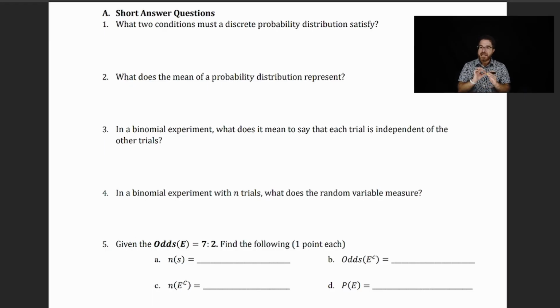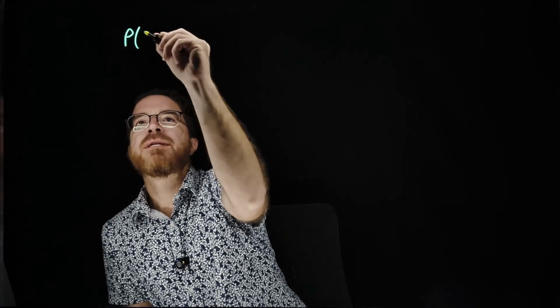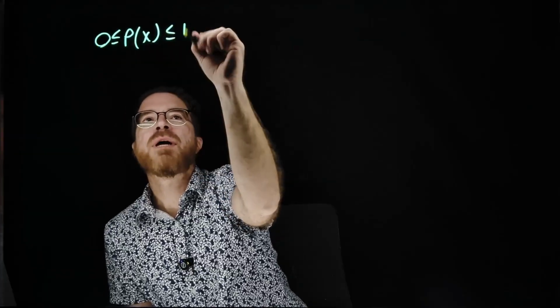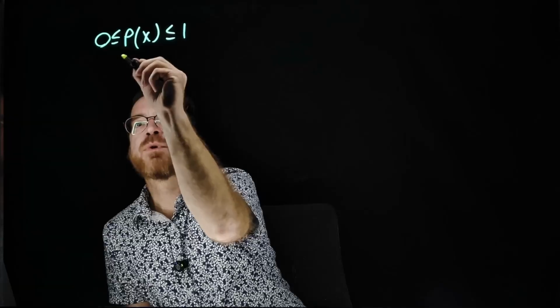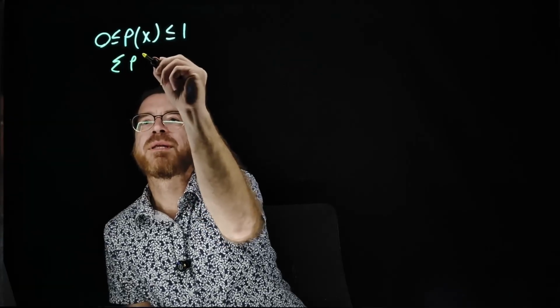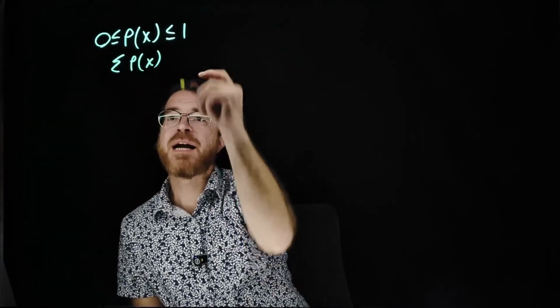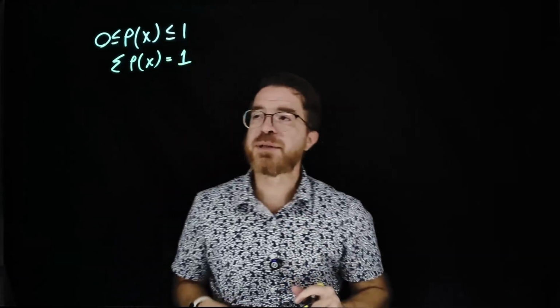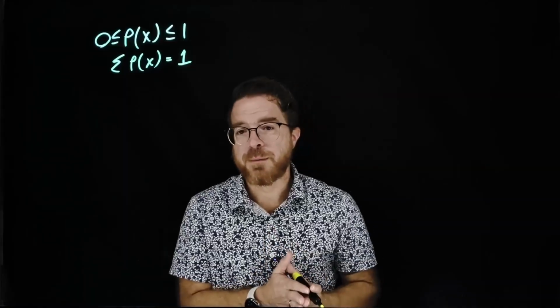Now, this is for any discrete probability distribution, and the two features that they have to have is that all of your probabilities, probability of x, must be between 0 and 1 inclusive, and if I were to sum up all of these probabilities, they would have to make up the entire sample space, so therefore the probability of all of these added up together must be equal to 1.